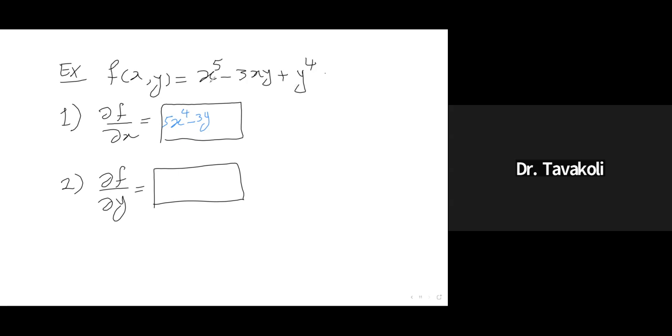Now here, it will be opposite. I should deal with x as a constant, with y as the variable. The derivative of x to the 5 with respect to x is 0, so nothing here. Then minus 3xy, I should deal with minus 3x as a constant and y as the variable. The derivative with respect to y is minus 3x. And the derivative of y to the 4 with respect to y is 4y cubed.